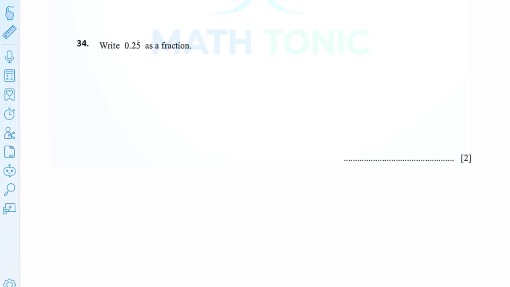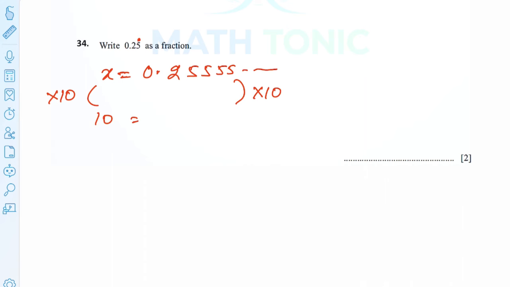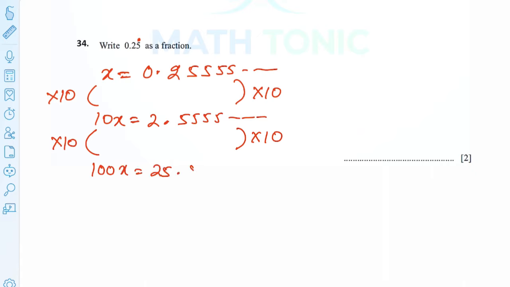Now it's given that 0.25 recurring only in this question. So in this question always try to make it equal to x. So what does it mean? 0.25555 like this. First step is try to take the number which is not recurring. So multiply by 10, only one digit we have, that is 10x equals 2.5555 like this, right? Next step is try to take the recurring number, that means 5. So I will get 100x equals 25.555 like this. Got it?